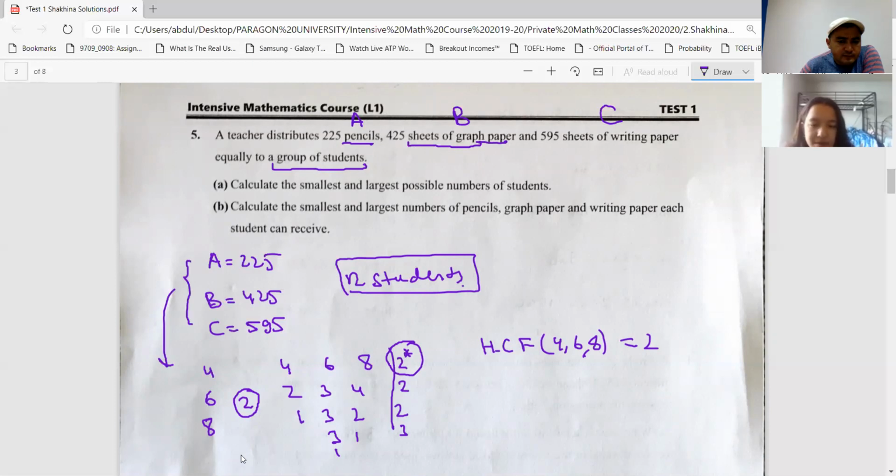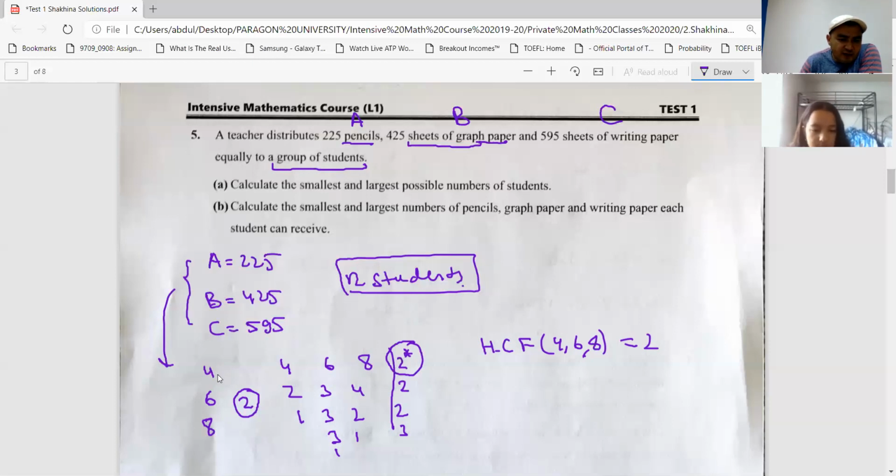Also, we could do the same with 5. Okay, so that's 195. Okay, Shahina. But this idea, did you understand? Because when we talk about students, it must be a whole number, right? And also these are whole numbers. For example, if you try any number except 42, it doesn't work.